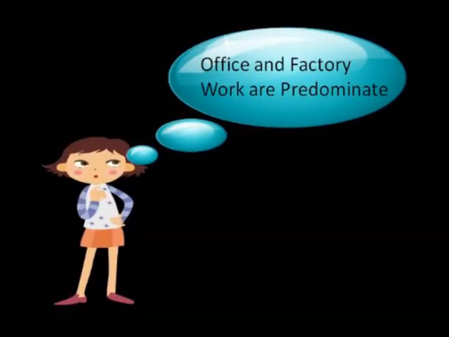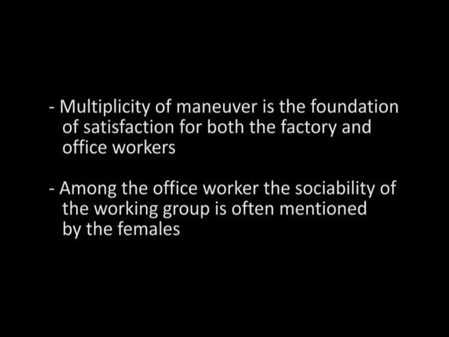A lot of studies have been made to associate satisfaction with many occupations. Among all of them, office and factory work predominate. It is reported that there are intrinsic contents among the skilled factory workers and craftsmen. This comes usually when the job involves completion of the whole project. But the assembly line workers hold more importance to being able to control, to a vast extent, the methods and pace of the work they do. Multiplicity of maneuver is the foundation of satisfaction for both the factory and office workers.